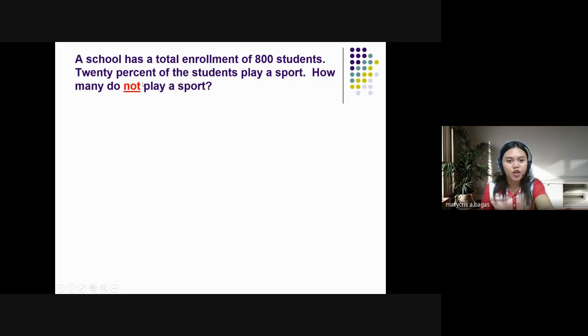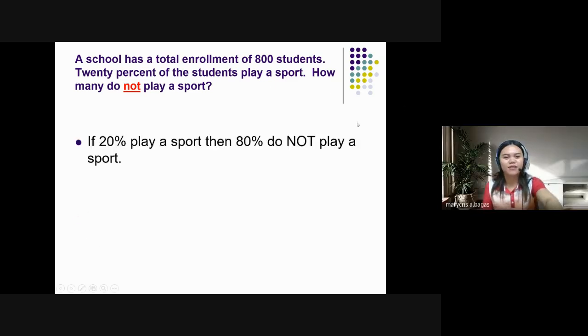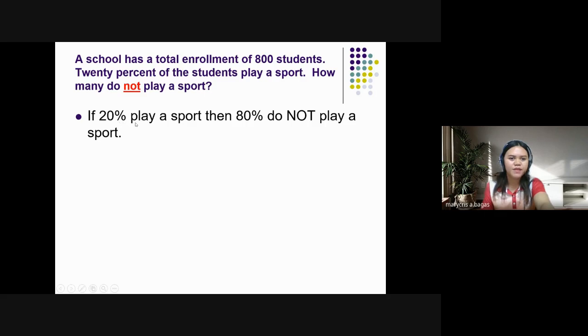So, remember, do not. If 20% of the students play a sport, how many students do not play? If 20% play a sport, then 80% do not play a sport. So our percent here is 80. We're going to solve for 80.